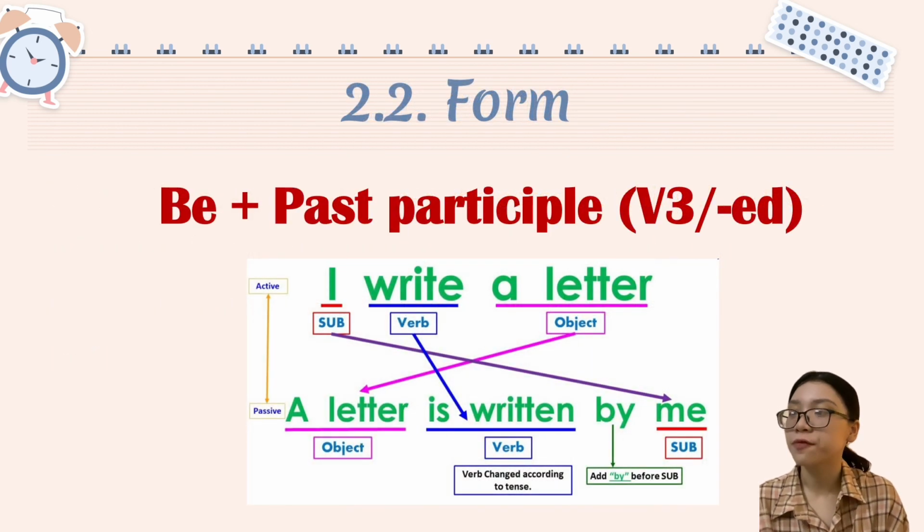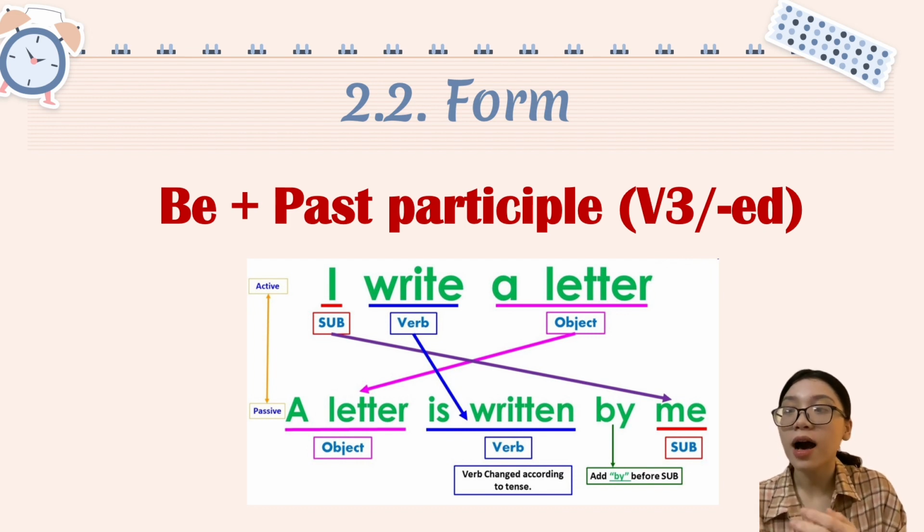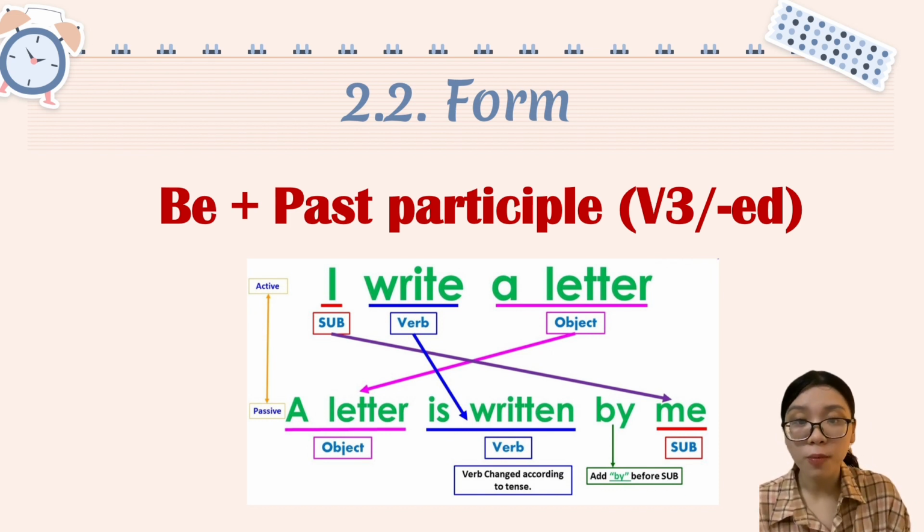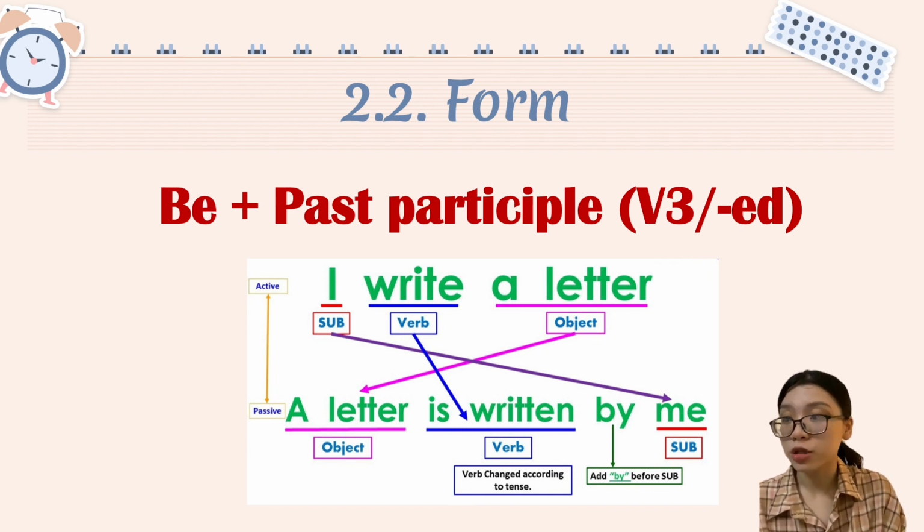This is the form of passive voice: be plus past participle. And the picture shows you how we change from active sentence to passive voice. In the active form, we have I as a subject, write is a verb, and a letter is an object. Then, changing it to the passive voice, we move the object of the active form to the subject position. Then we change the verb write, following the structure be plus past participle. Okay, we have is written. Then the subject I in the active will be the object in the passive sentence, like this.